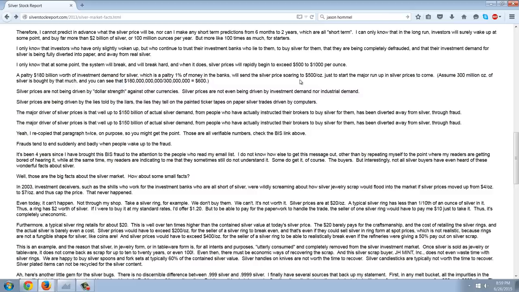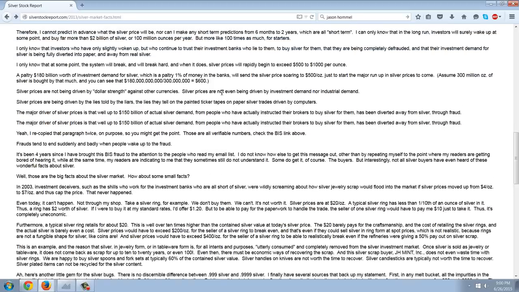I only know that investors who have only slightly woken up but who continue to trust their investment banks who lie to them to buy silver for them are being completely defrauded, and that their investment demand for silver is being fully diverted into paper and away from real silver. I only know that at some point the system will break and will break hard, and when it does, silver prices will rapidly begin to exceed $500 to $1,000 per ounce.